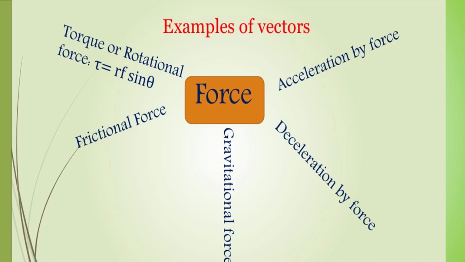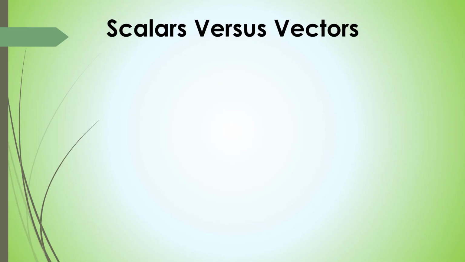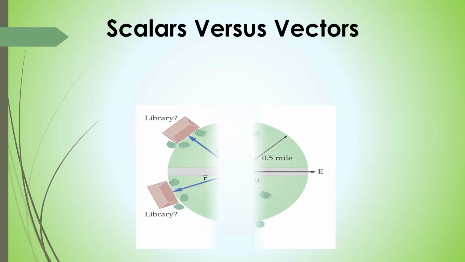So if you are talking about force, which is a vector quantity, all types of forces, whether it is acceleration, deceleration by force, gravitational force, frictional force, torque or rotational force, all these are examples of vectors. So all those physical quantities which need magnitude as well as direction for their specification are known as vector quantities.